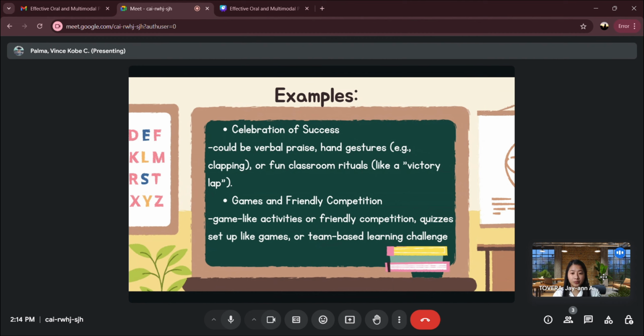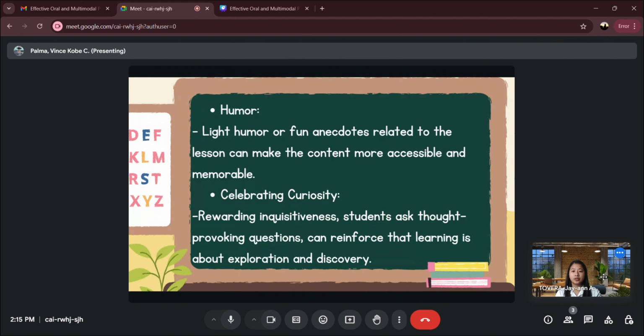Another one is games and friendly competition. These are game-like activities or friendly competition, quizzes set up like games, or team-based learning challenges. We are familiar with groupings, right? If our teacher gives us groups, automatically we have an activity, just like quizzes, Jeopardy, or assembling puzzles and other fun activities.